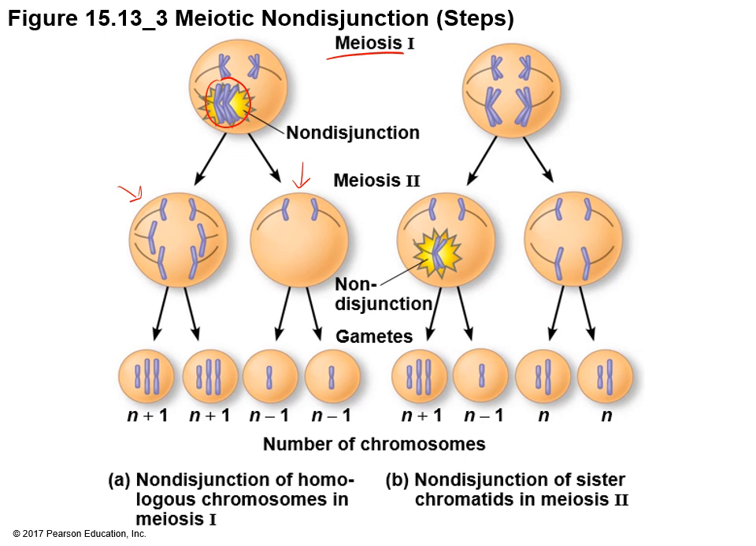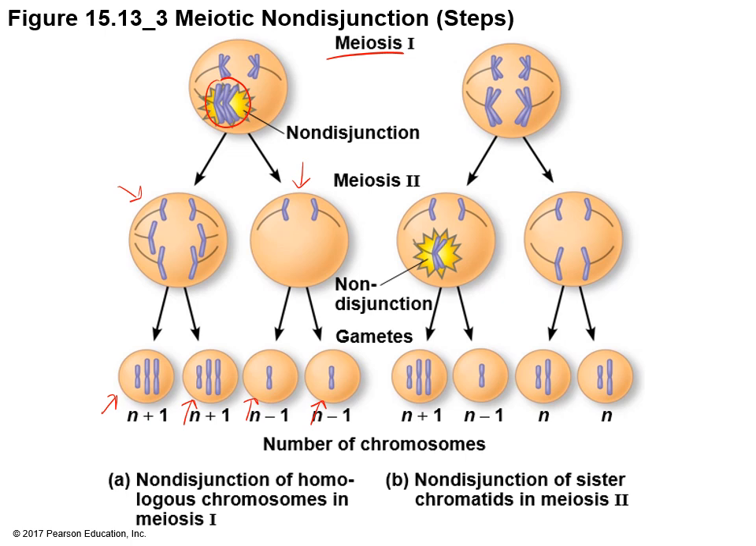After meiosis 2, we're going to produce 4 of the gametes, and each of the gametes, as a result of non-disjunction in meiosis 1, are going to have 1 extra chromosome or 1 less chromosome.